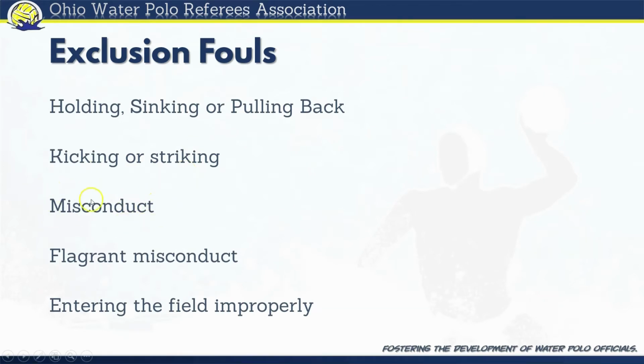Simple misconduct could be taunting, profanity, or an overly physical play. Those are going to result in misconducts. Kicking or striking are going to be flagrant misconducts. Overly violent plays, maybe exclusion fouls isn't even the correct term, they're actually going to be personal fouls. But flagrant misconducts are going to result in that player being removed from the game.